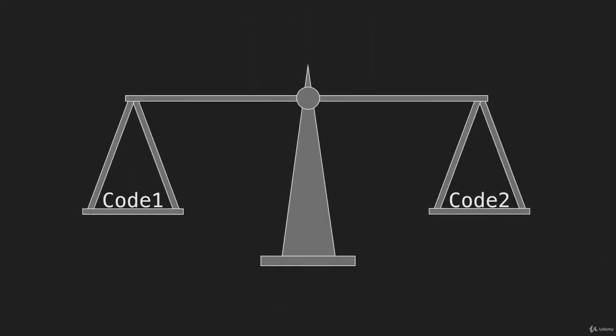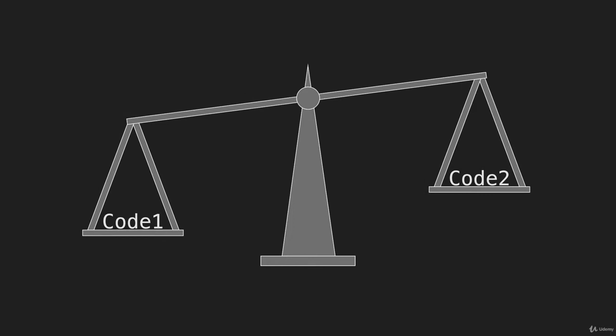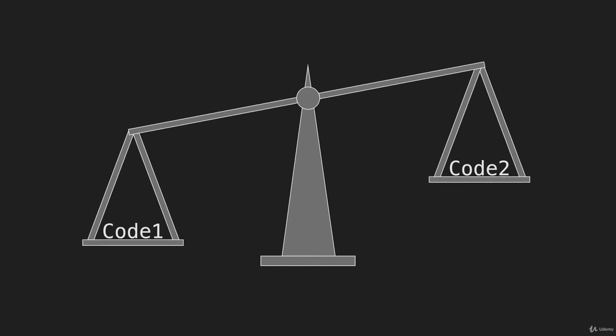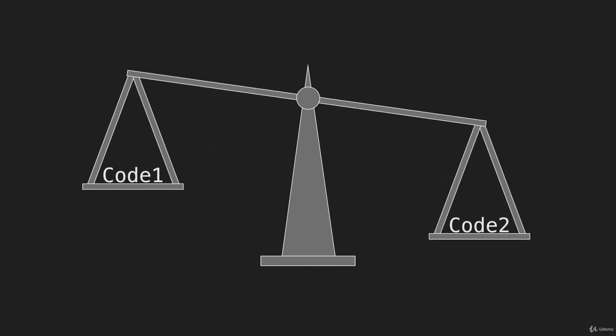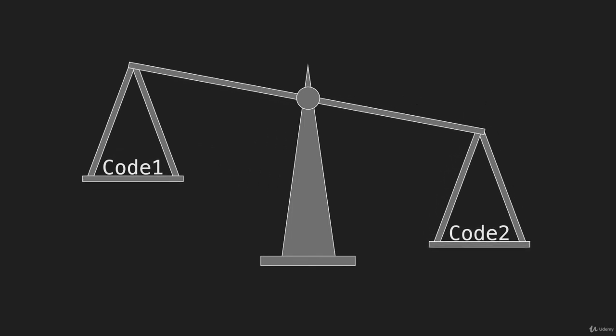We have two sets of code. We have code 1 and we have code 2. How do we determine which one is better? Both of these are going to accomplish the same thing, but they're written differently. Is code 1 better? Maybe it is easier to read. Or is code 2 better? Well, maybe there are other things that make code 2 better.